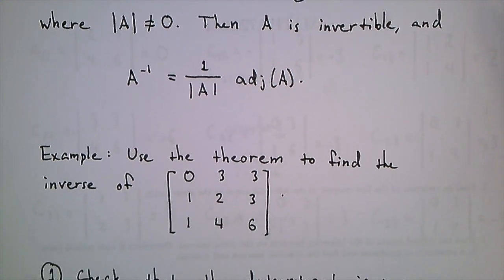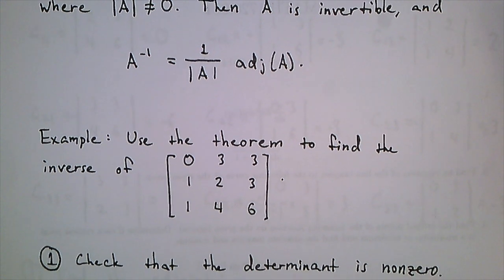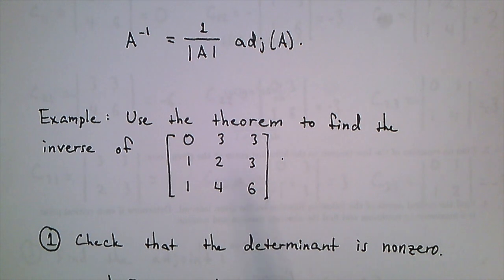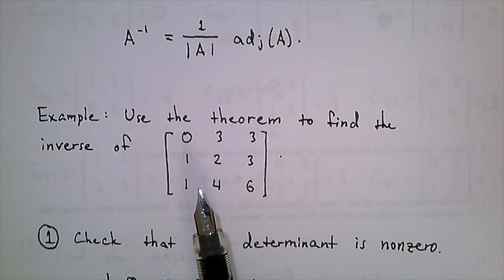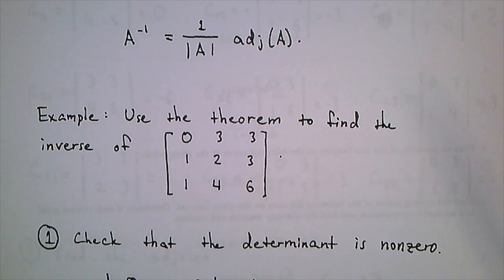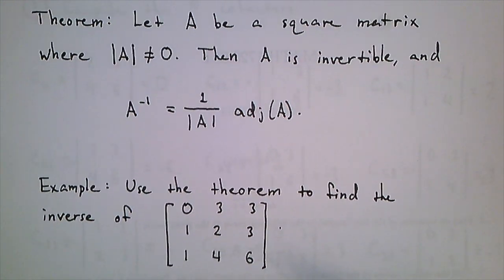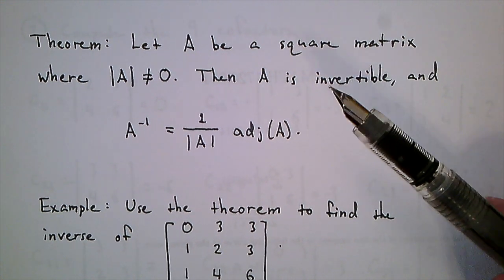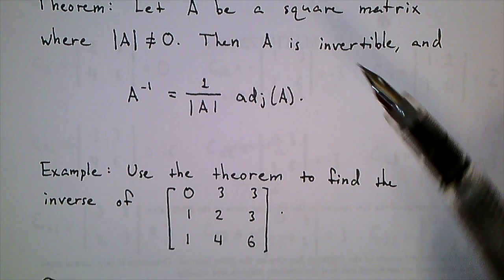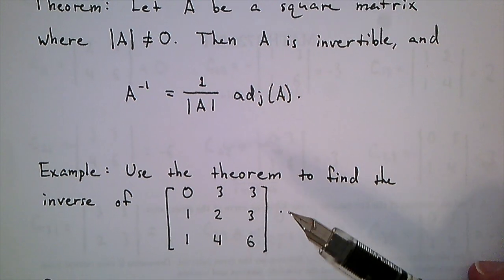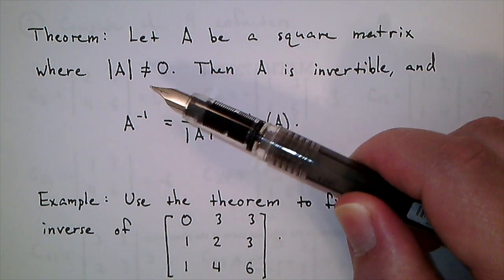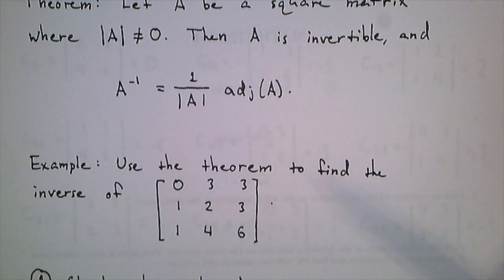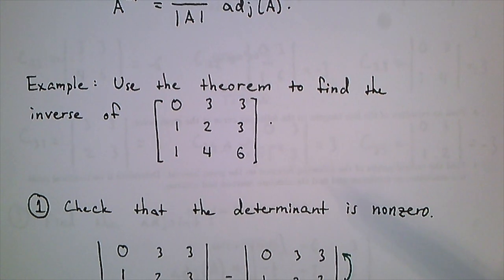What we want to do to get a grasp of this formula is to use the theorem to find the inverse of this 3 by 3 matrix. The first thing that we have to do is double check that the conditions of the theorem are satisfied. Do we have a square matrix? That's easy to see. This is a 3 by 3. The other condition is that the determinant is non-zero. So we have to check that by computing the determinant of this 3 by 3 matrix.